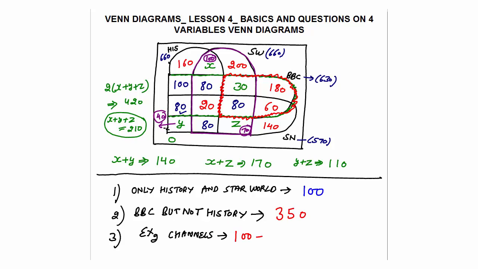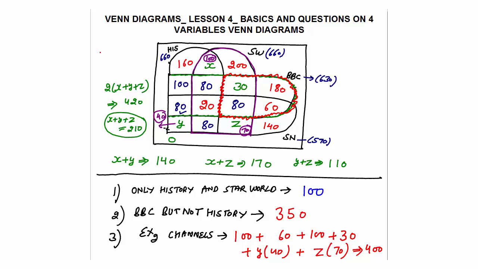Now exactly 2 channels would be 100, that is for history and star world. 60, that is BBC and star news. Then you have to take 100, that is history and BBC. Then 30, this green one, 30. 30 stands for BBC and your star world. Then Y plus Z. Y was how much? This is 40, and then Z, this is 70. If you add this, you will get how many people watch exactly 2 channels. So this is 160, 260, then 290 plus 40, this is 330 plus 70, 400 is the number of people who watch exactly 2 channels.